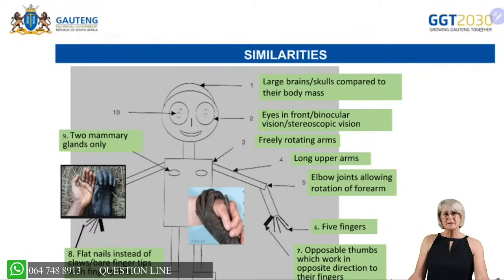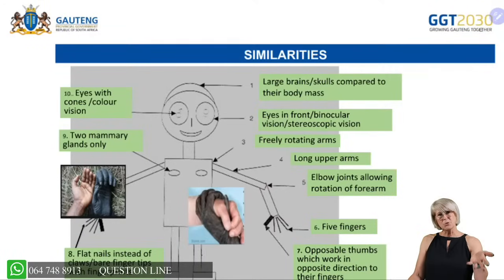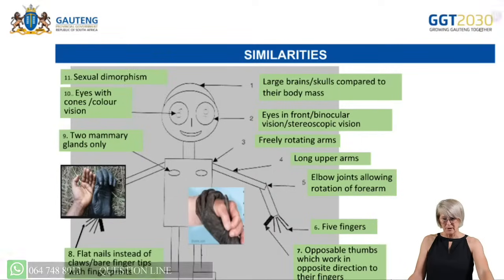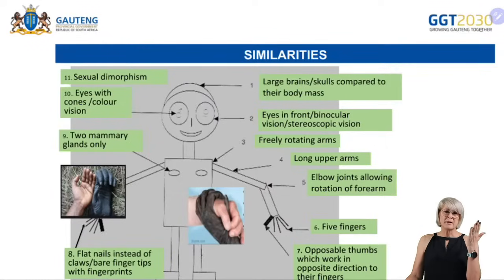The next similarity is that there's 2 mammary glands, and then the eyes have cones, so we are able to have color vision, so we are able to see the difference between colors, whereas other animals would only have monochromatic vision. All right, and then there's also sexual dimorphism. So between African apes and hominids, you can see that there's a difference between the male and female. Okay, so you can see the difference. All right, so it's very important that you do know these similarities.